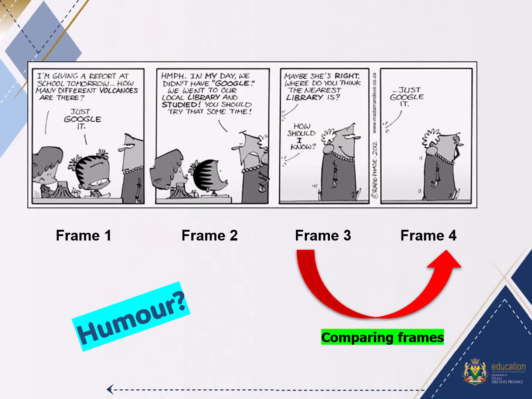Then you would say something like, if you have to answer, you would say frame 3, put a colon and say, in frame 3, the grandmother, or you could just say the grandmother is happy.